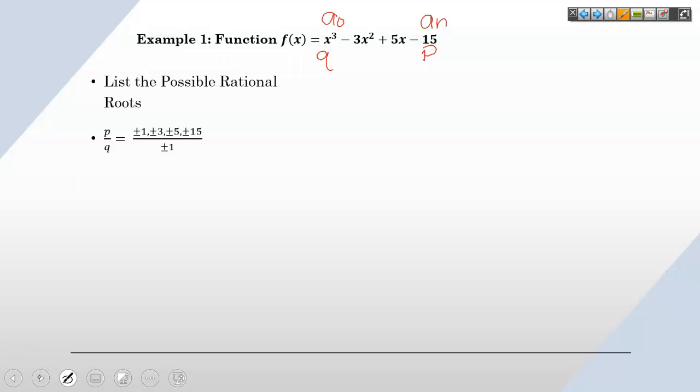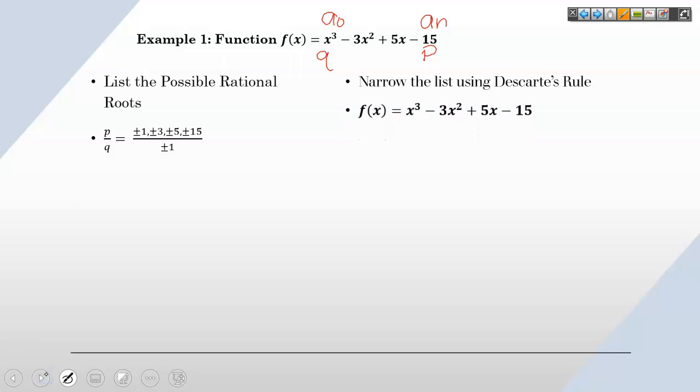What that means is these are the only valid numbers you want to try to find your zeros from. Then you use Descartes' rule to determine what are the possible positives or negatives.